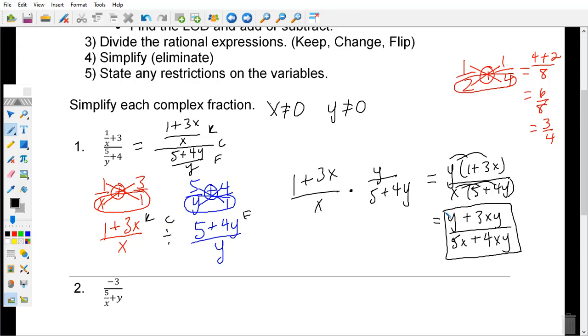Okay, from here, we also realize that there's another restriction on our domain. And that's right here. We already know x can't equal 0, but what happens to this guy? Wait, where's the 9? 5 plus 4y. Oh. So y cannot also equal negative 4 over 5. It's a y. It's 5 plus 4y.